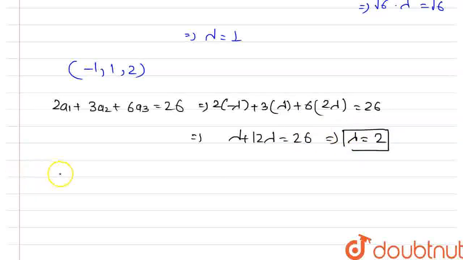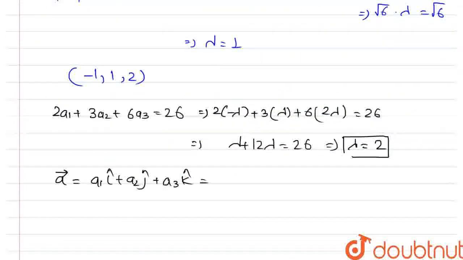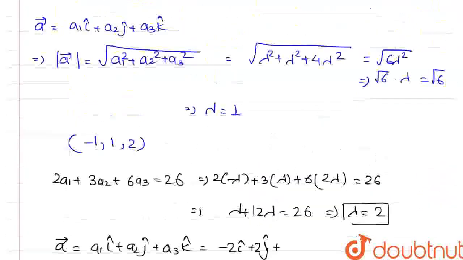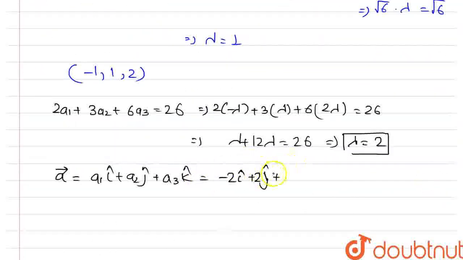Since we now know that the value of lambda is 2, we can write down A vector, which was A1 i cap plus A2 j cap plus A3 k cap. The value of A1 is minus lambda and the value of lambda is 2, so this will be minus 2 i cap. The value of A2 is lambda, so this will be 2 times j cap, and the value of A3 is 2 lambda, so this will be 4 k cap.